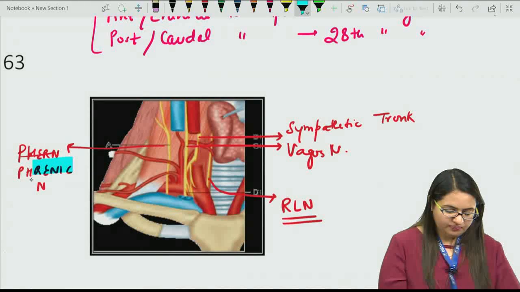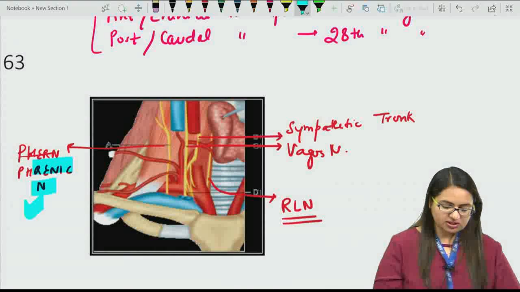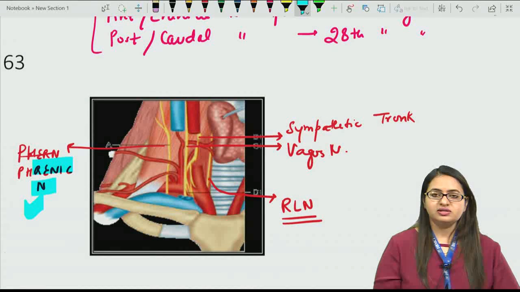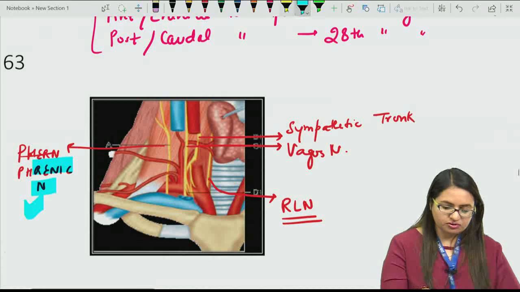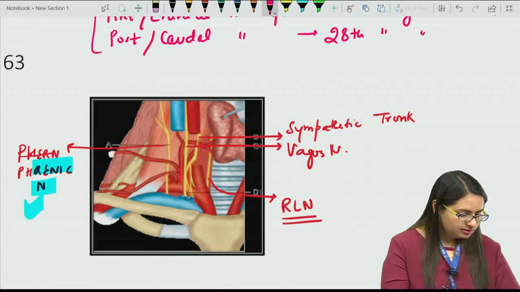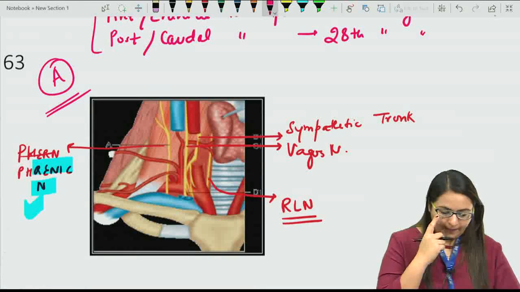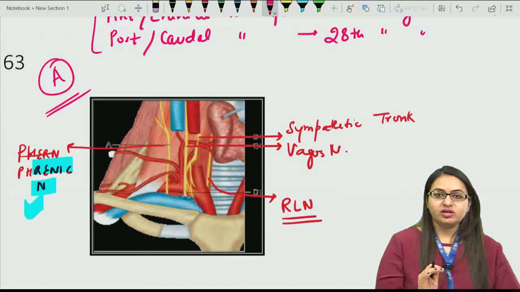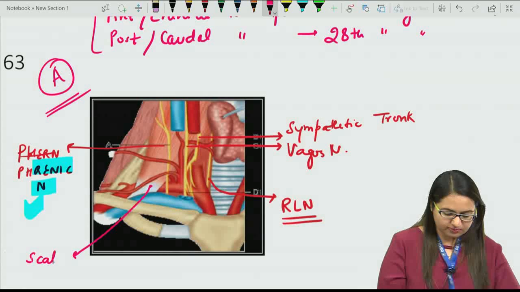Now the phrenic nerve is the one which is going to supply the diaphragm. So if this nerve is affected, it will affect the respiratory movements. So the answer for this question will be A, that is the phrenic nerve. Now the phrenic nerve passes anterior to a muscle, and this muscle is the scalenus anterior muscle.